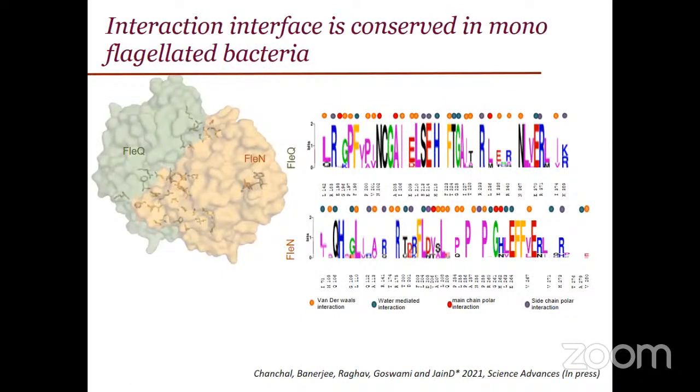Then we were curious to see if this mechanism is only true for Pseudomonas or if it will happen in all monoflagellate bacteria. So we took FLEQ and FLEN sequences from all the monoflagellate bacteria, and we aligned them, and we see that all these interface residues were quite conserved in other monoflagellate bacteria. So this may be a common way to regulate flagellum formation in all the monoflagellate bacteria.